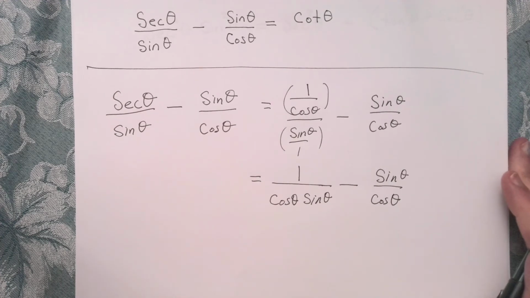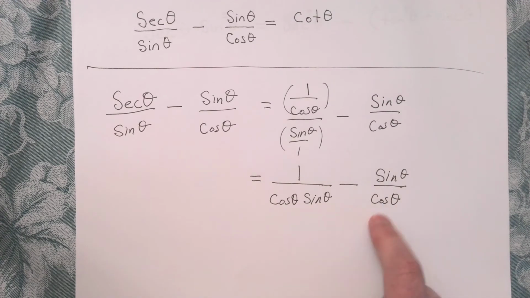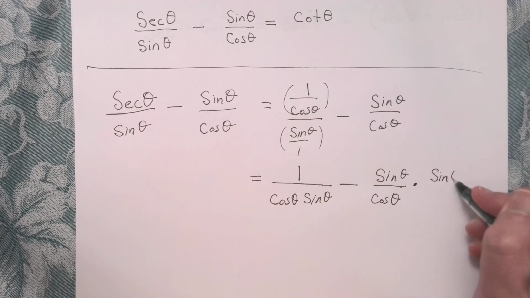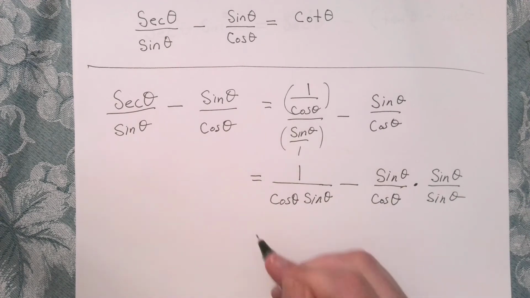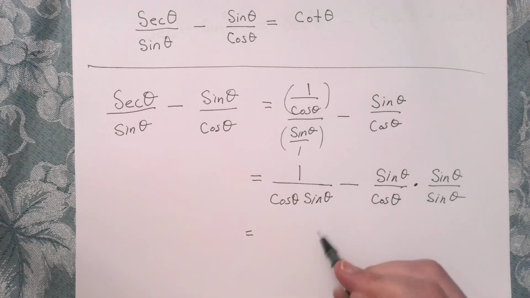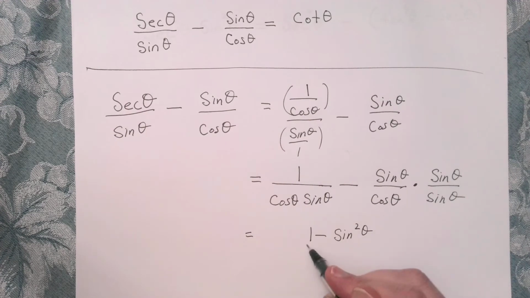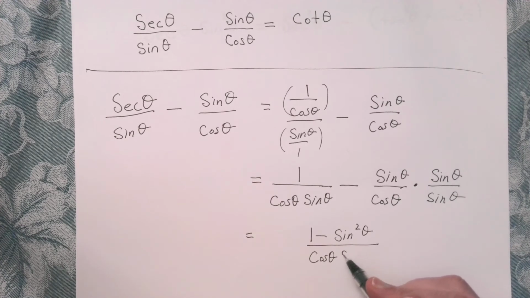Okay, so I've got 2 fractions. I'm looking to subtract them. Maybe I should think about common denominators. So maybe if I multiply this by sine over sine, I'm going to have the common denominators that I'm looking for. And let's see if that's helpful. So my numerator will be 1 minus sine squared of theta. That could be helpful. And my denominator will be this product of cosine and sine.